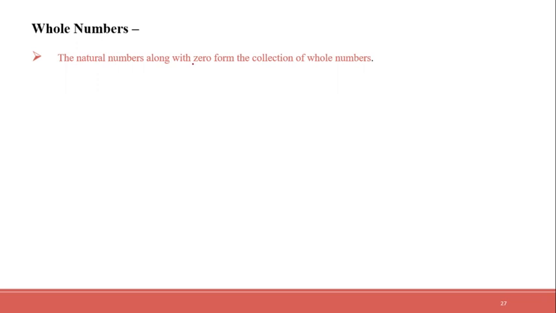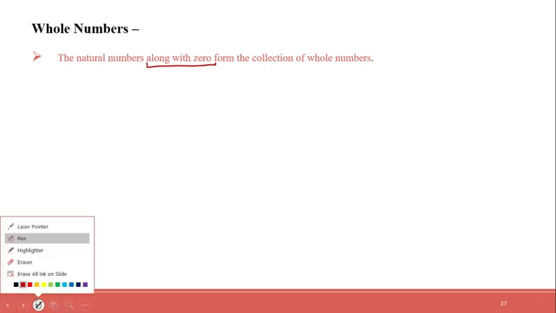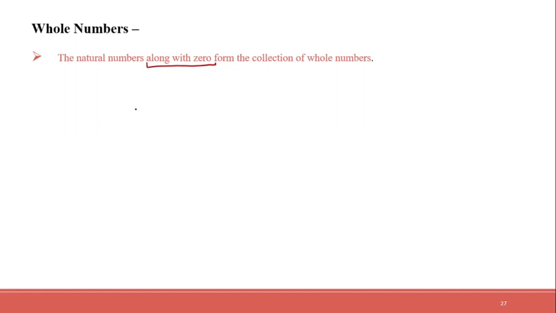The natural numbers along with 0 form the collection of whole numbers. First of all, tell me what are natural numbers. When we start our counting naturally, from where we start? If I want to count something, let's say there are some cows grazing in a field. How will you start counting? You will start like 1, 2, 3, 4. So you start with 1, right? Then 2, then 3, 4, 5, and so on, right?